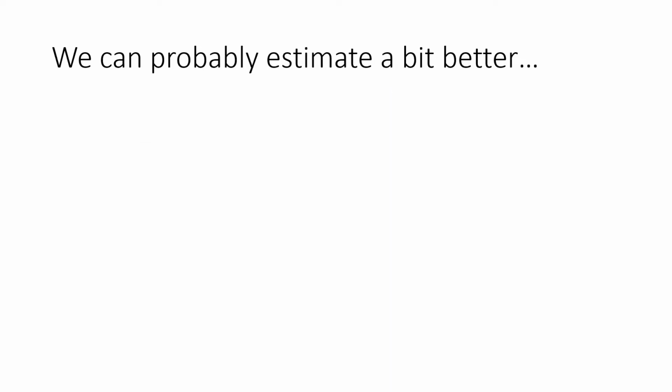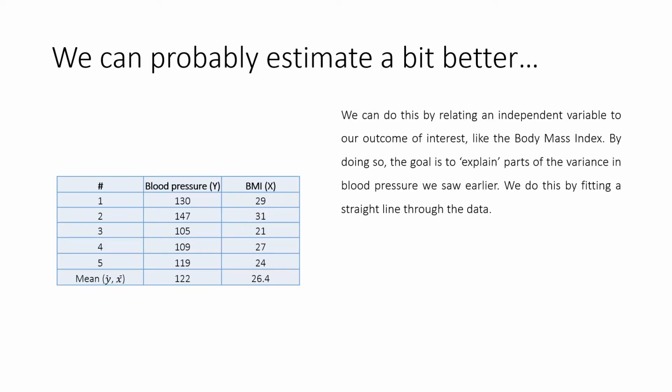But you could probably guess that that is not our best estimate, because somebody might as well have a very different blood pressure than 122, even though it might be its most likely value based on those 5 observations that we had. And we can indeed do better.